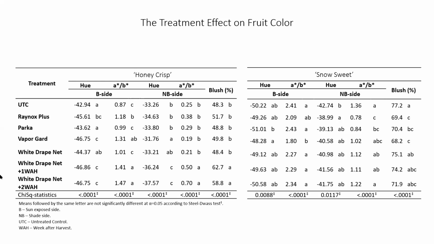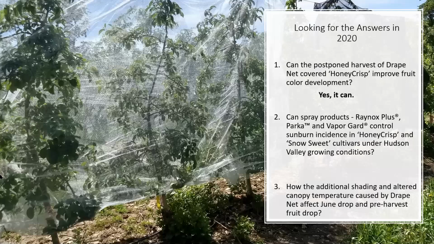In Honeycrisp, Rainox Plus, VaporGuard, and White Drape Net late harvest resulted in deeper and redder color of the sun-exposed side of the fruit. However, the untreated control had equal or in some cases darker and redder color on the shaded side of the fruit. A larger percentage of blush covering the fruit surface was achieved with the postponed harvest of white drape net treatments. So to answer our first question, can the postponed harvest of drape net cover Honeycrisp improve fruit color development? The answer is simply yes, it can.